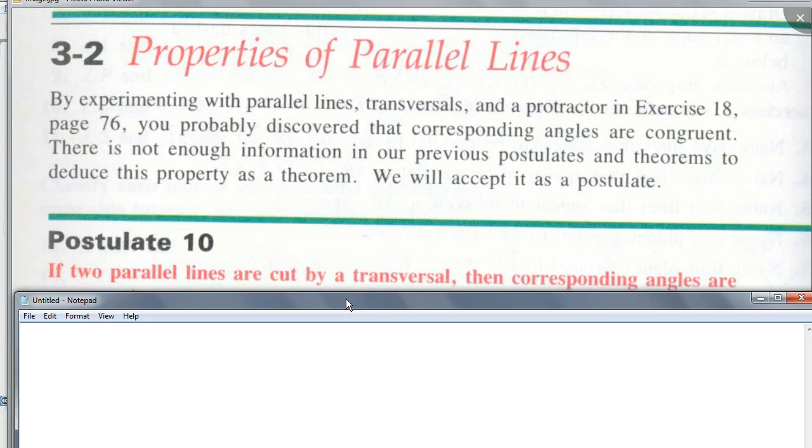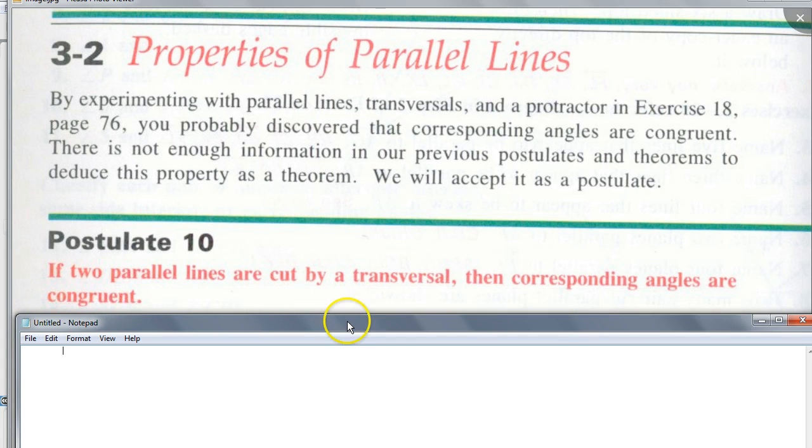If two parallel lines are cut by a transversal, then corresponding angles are... anybody want to guess what we're going to say after this? This should be pretty obvious to us. And again, this is a postulate. We're going to take this as truth without proving it or anything. How many people say congruent? Raise your hand. How many people have a different answer? You are all correct. Congruent is correct.